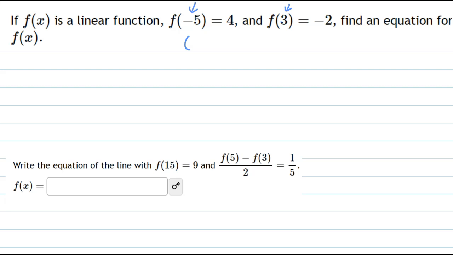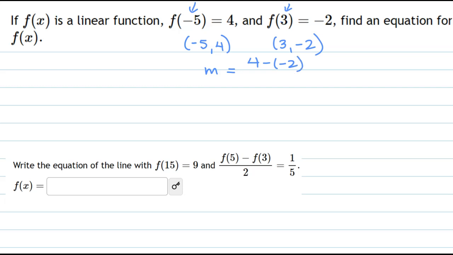This is x. So this is saying when x is -5, y is 4. And when x is 3, y is -2. So your first step here would be to find a slope, and then you can plug one of those points back in to find a y-intercept. So for example, for your slope, it could be 4 minus -2.